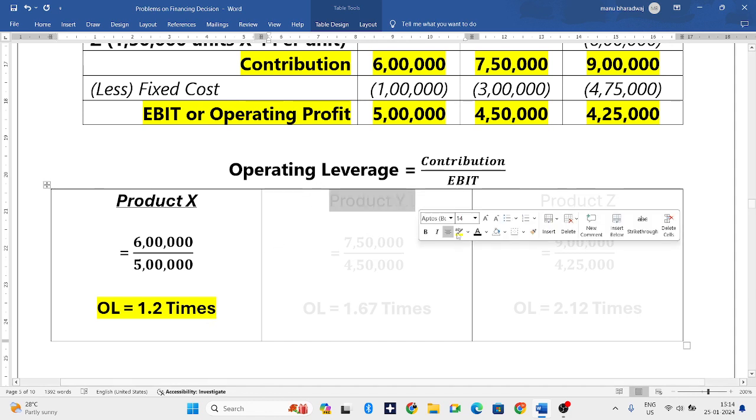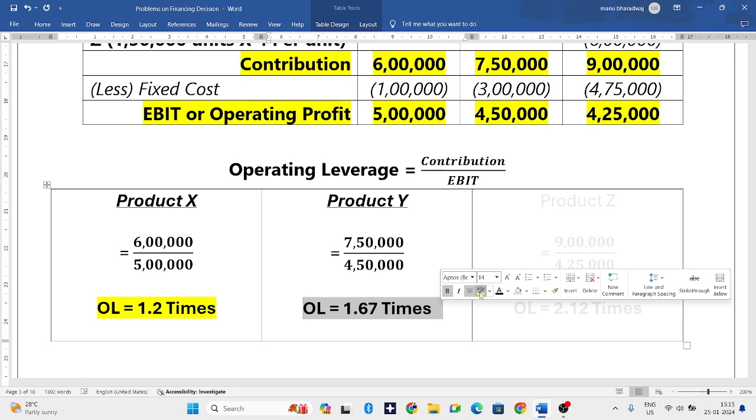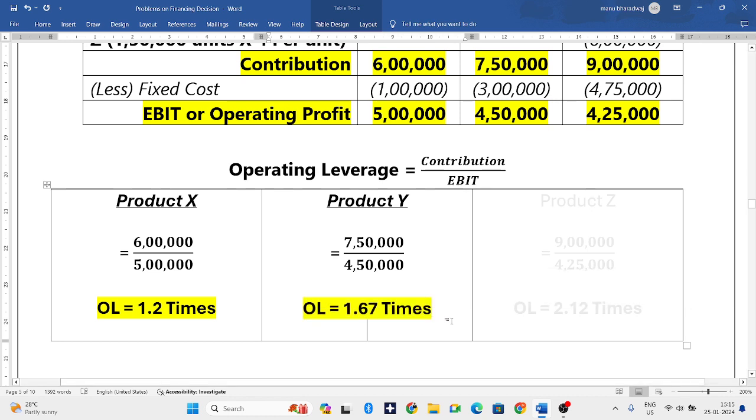Next will be product Y. The product Y contribution is 7,50,000. EBIT will be 4,50,000. Divide 7,50,000 by 4,50,000, we will get operating leverage that is 1.67 times. This is for product Y.